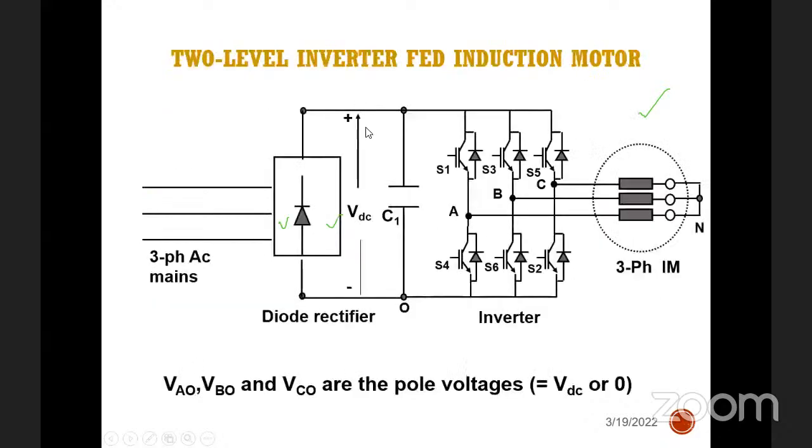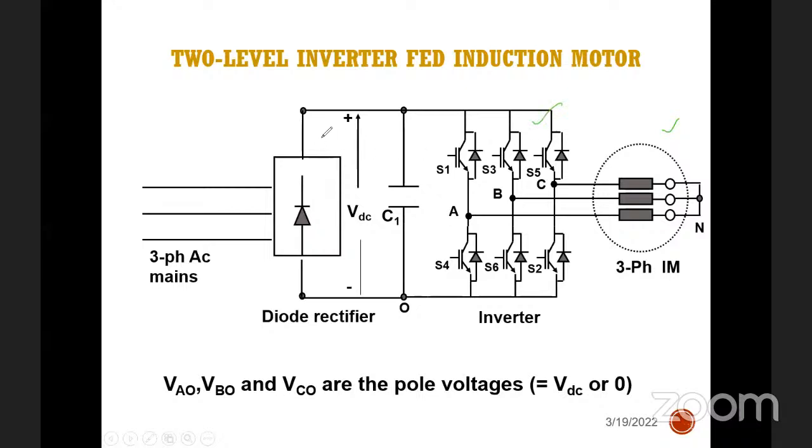Okay, for example, if you see, this is a two-level inverter. We are giving the three-phase AC supply, and we are using the diode rectifier here. By using the diode rectifier, we achieve a DC supply, which is VDC. Here we connect a capacitor. And in the two-level inverter there are 1, 2, 3, 4, 5, 6 switches. The inverter output voltage, which is AC, we give to an induction motor. Here, this is the induction motor.